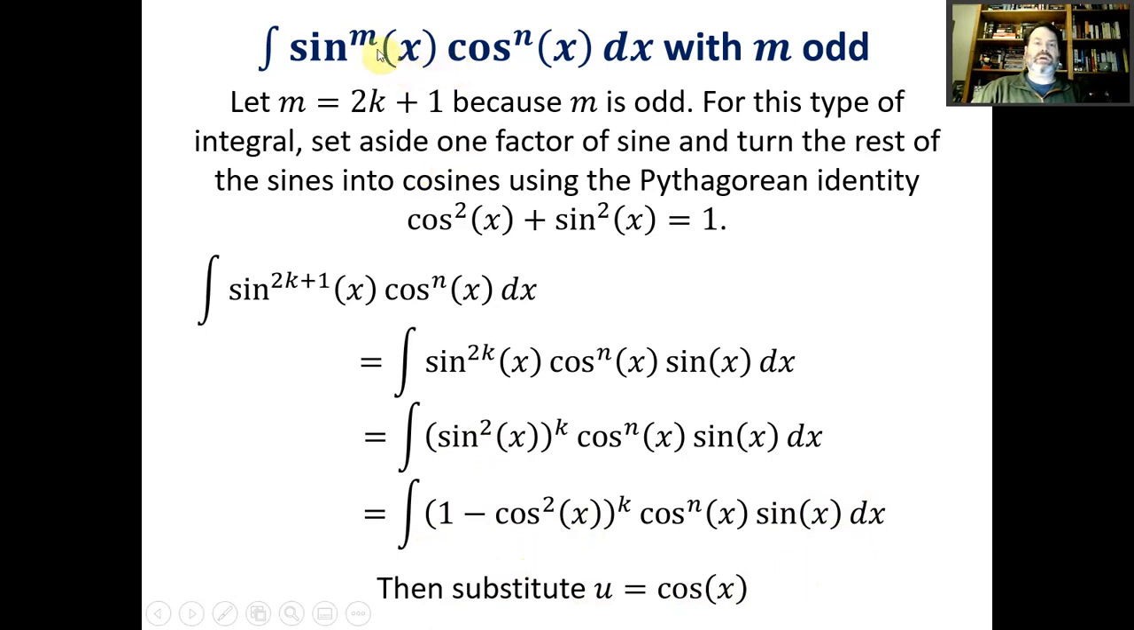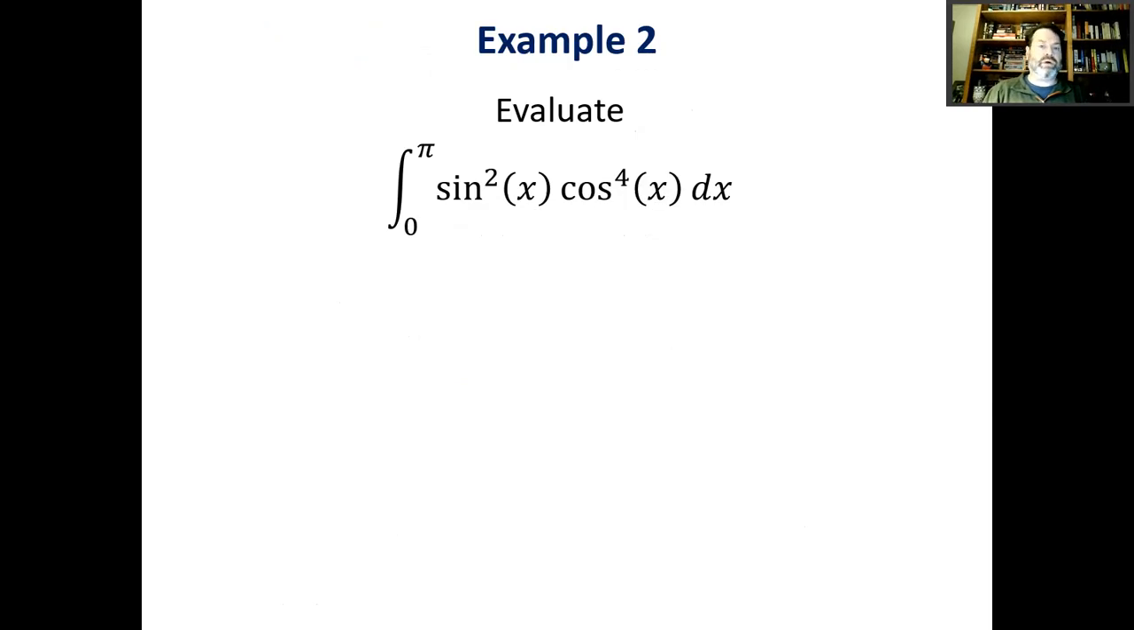So if sine is odd, use this. If cosine is odd, use the one we just saw in example 1. But they're very, very similar. If they're both odd, then it doesn't matter which one you use. So let's see an example when neither one is odd. Here they're both even, and it's a definite integral.